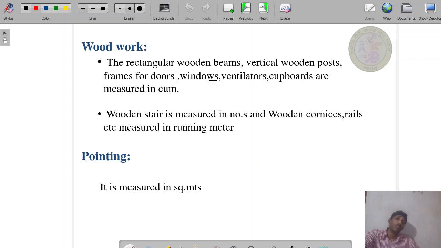In general, woodwork having a thickness is always measured in terms of meter cube. Only in some cases, such as wooden stairs, wooden cornices, wooden rails, side handrails, etc., are they measured in running meter.